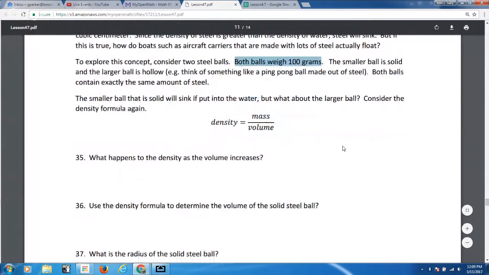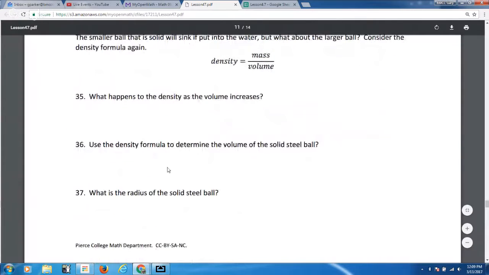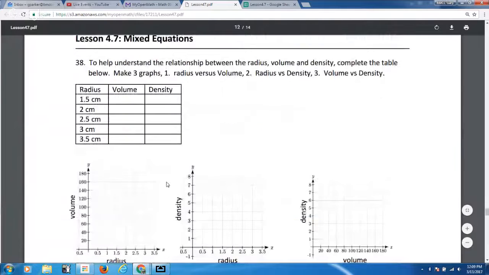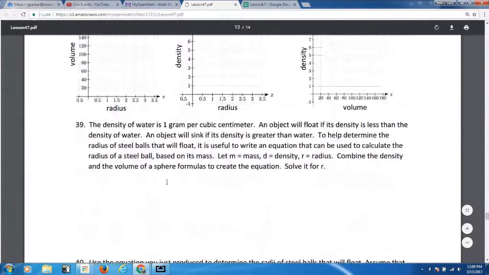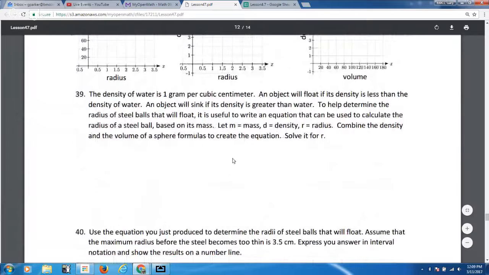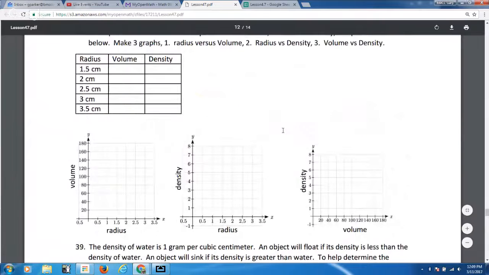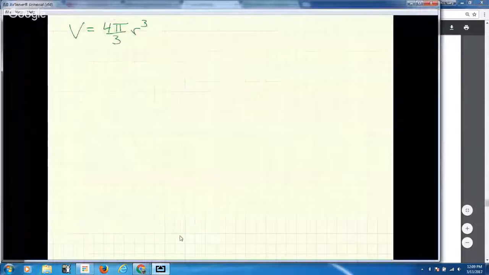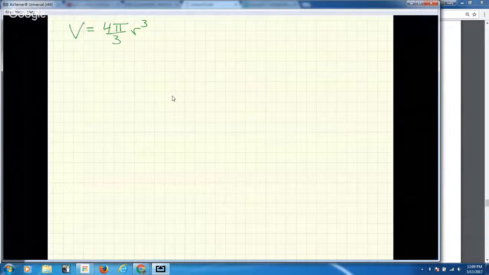Let's get back to density and mass. We're going to answer some of these questions here, and then we're going to take a look at this table and this next relationship between the volume of a sphere and the radius with mass and density involved. Okay, so let's do it. So things that we need to consider here are the volume of a sphere.